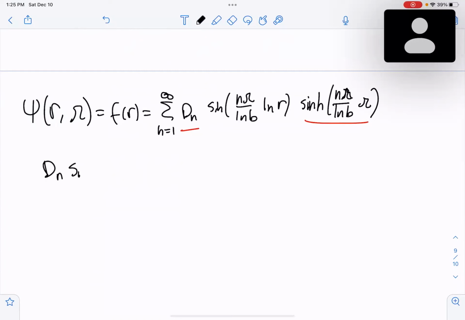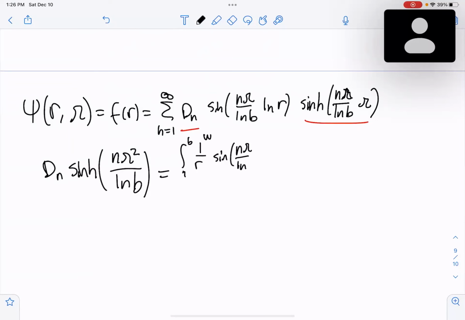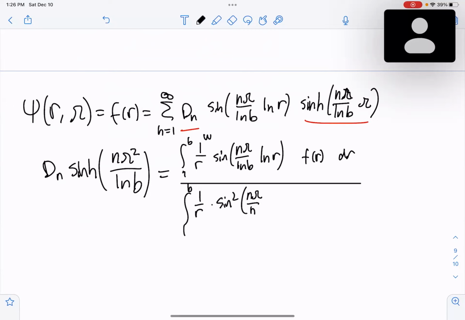which is to write that d_n sinh of n pi squared over ln b is equal to the integral from 1 to b of 1 over r, which is the weight function w here, times sine of n pi over ln b ln r times f of r dr, divided by the integral from 1 to b of the weight function times sine squared of n pi over ln b ln r.